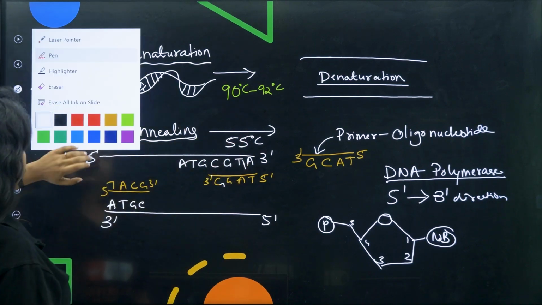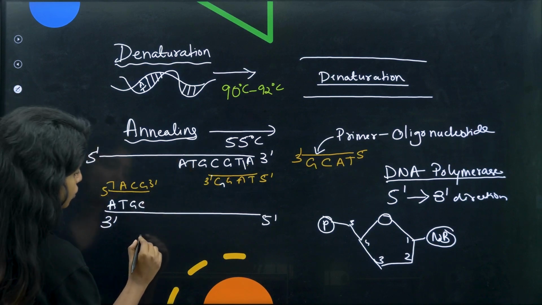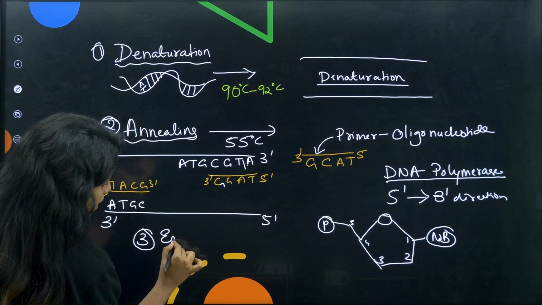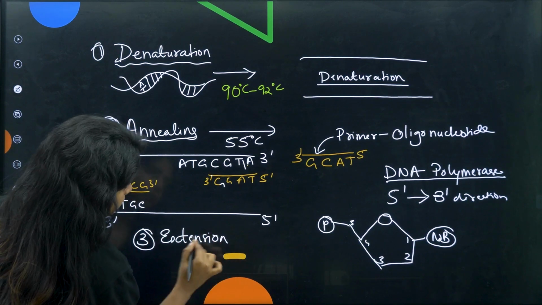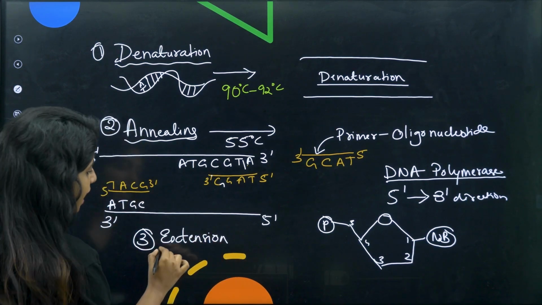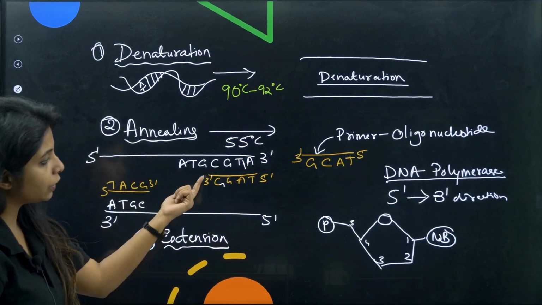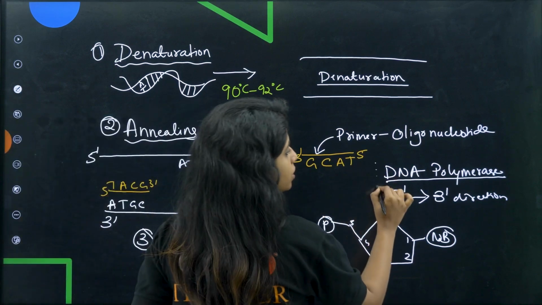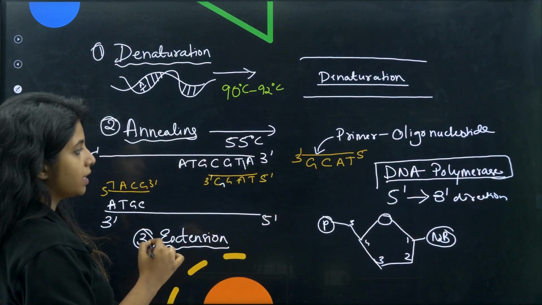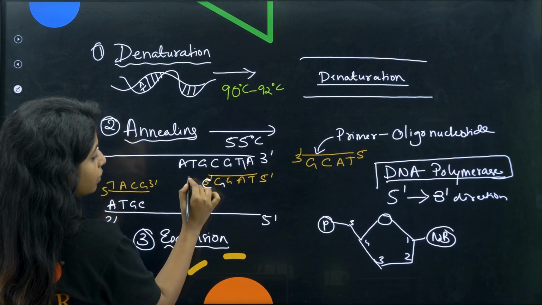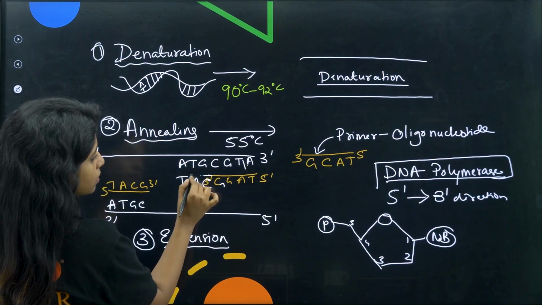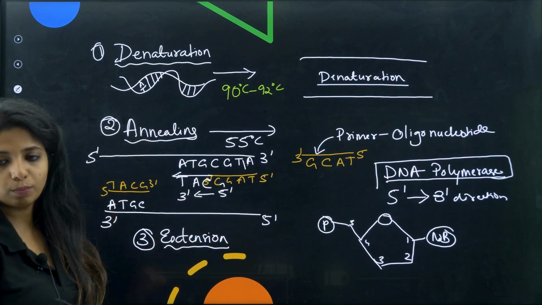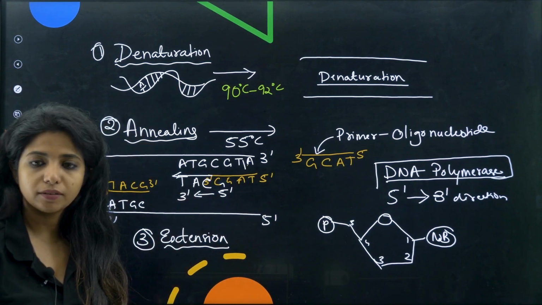Now if this is the second process, the third process is known as extension. Here, my dear children, this particular strand that you see is going to extend with the help of the DNA polymerase. As I said, it will extend in this direction. It will be C over here, A over here, T over here. This way it will keep on extending in the 5 dash to 3 dash direction. This is known as extension.